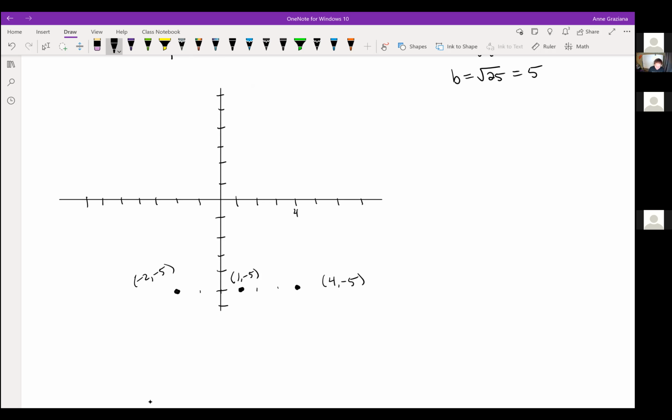Now for B, I'm going to go up and down from the center 5 units. So let me do this in orange. 1, 2, 3, 4, 5. Okay. And then 1, 2, 3, 4, 5. This is the point 1, 0, and this is the point 1, -10, right? So you can kind of see it should look pretty equal in both directions.